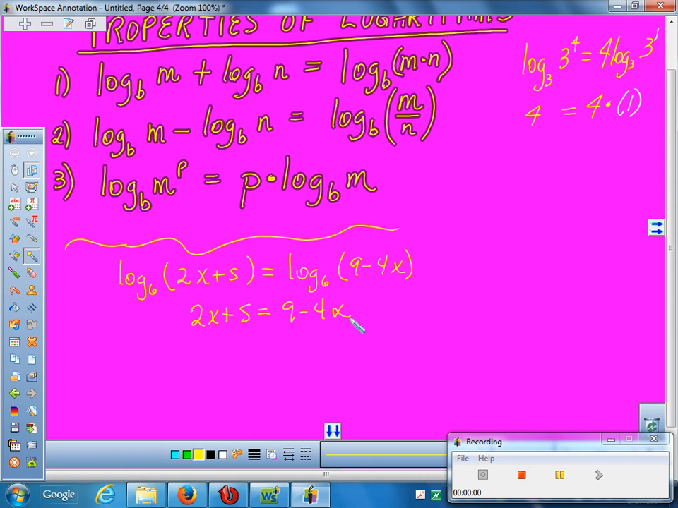So which way do you want to move the x's? I'm going to move left. If I add 4x, that's going to give me 6x. If I subtract 5, I'm going to get 4, and 4/6 is really 2/3. Now, here's the downside. You're solving for x. X was inside the log. You have to put it back in and check that it would make a positive number, because remember, we always have to have the log of a positive number.